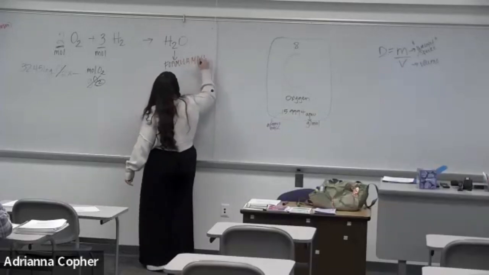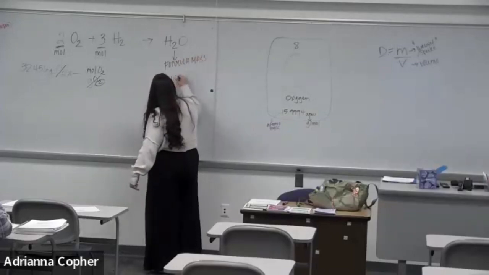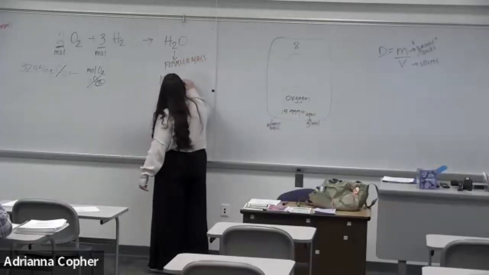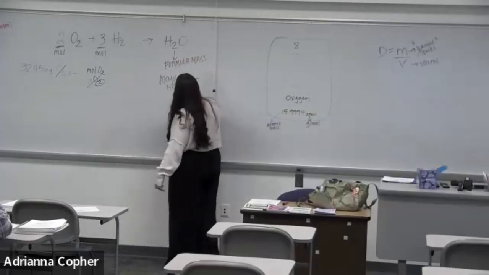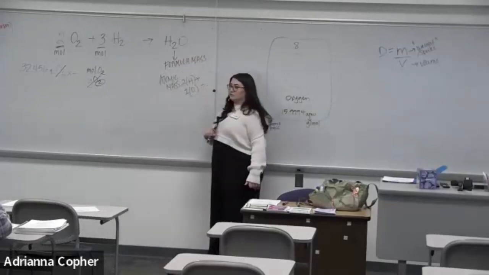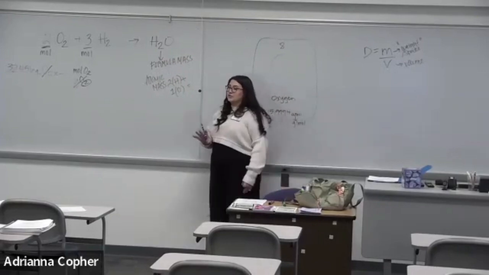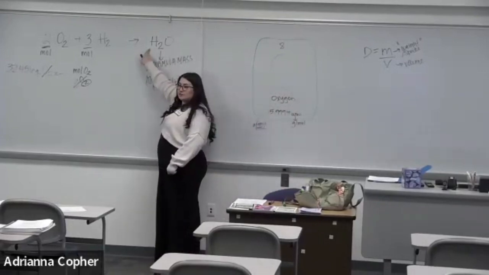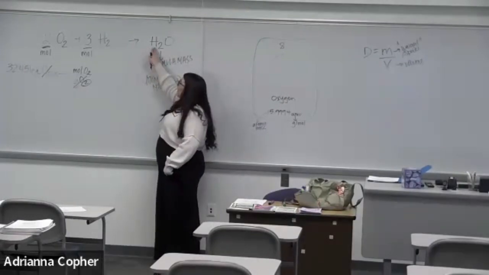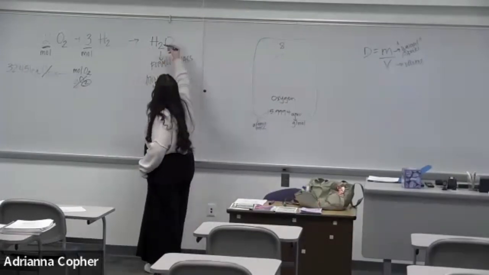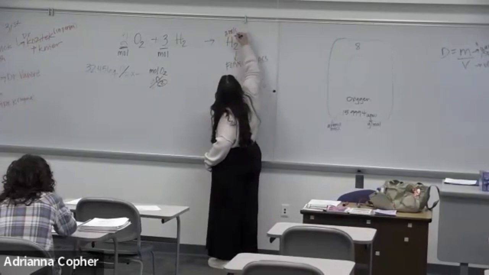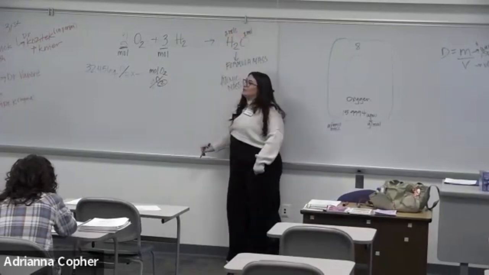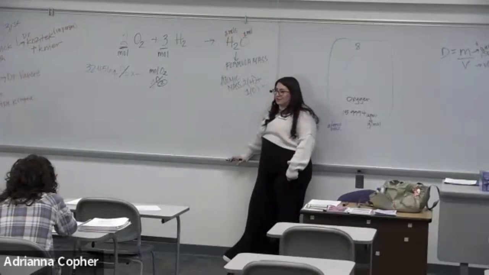Formula mass is the atomic mass of 2 hydrogen plus 1 oxygen. Formula mass just means how many moles of each element I have in a compound, right? This is telling me I have 2 hydrogen, just like when we did naming compounds. That's all that means: I have 2 moles of hydrogen and 1 mole of oxygen in 1 mole of water.